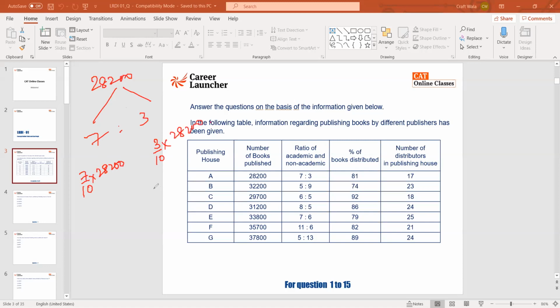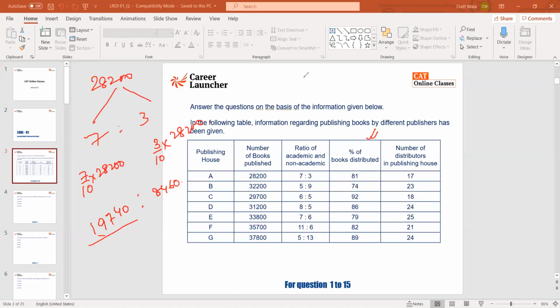28,200. So that will give me 8,460 here. And this would give me 19,740. Right. So 19,740 and 8,460 should be the numbers of academic and non-academic books. Now, percentage of books distributed, that means 81%.